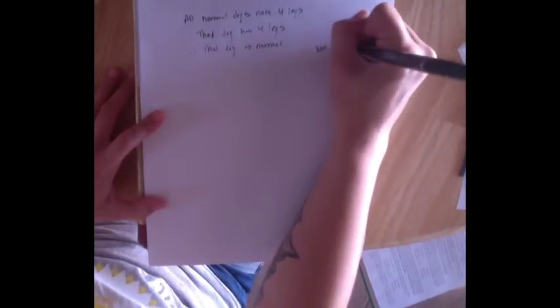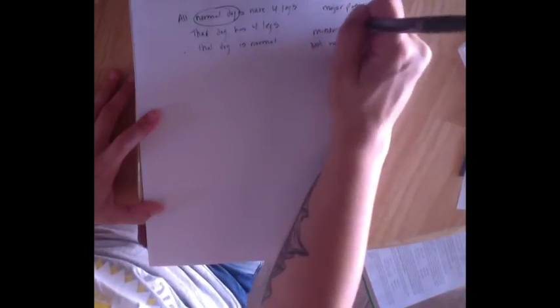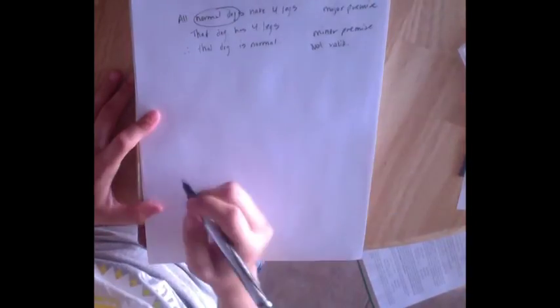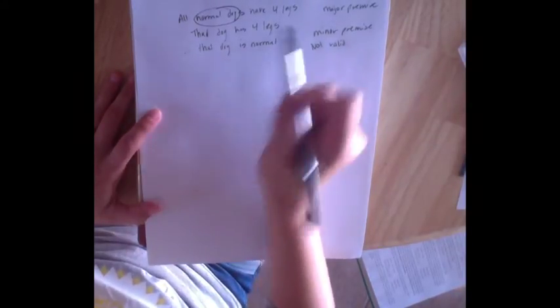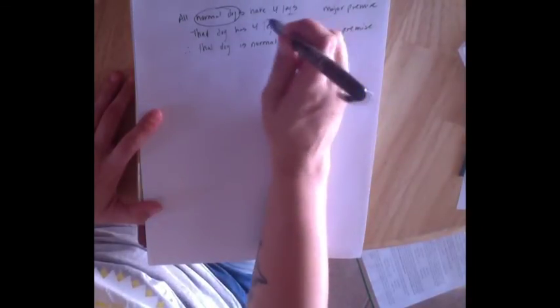This is not valid. The reason it is not valid is in my major premise, my set is normal dogs. So a valid argument would have a minor premise that has something that is a normal dog. But it says that dog has 4 legs. 4 legs is not my set, it's a property of my set. I need that dog to be a normal dog. Therefore, this is not valid.